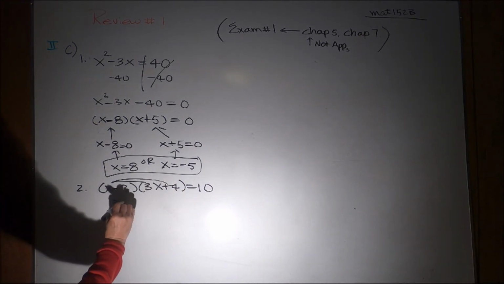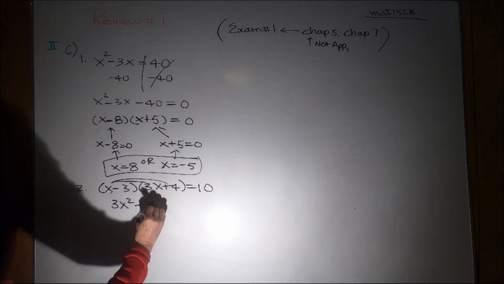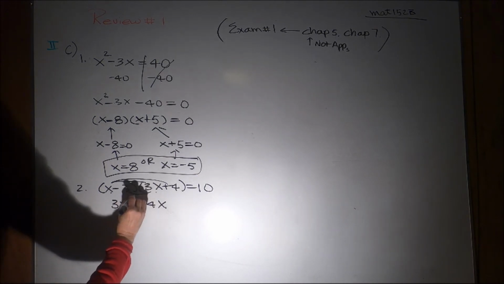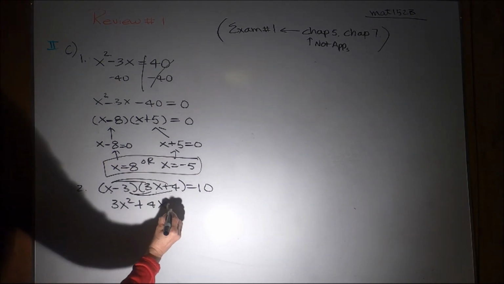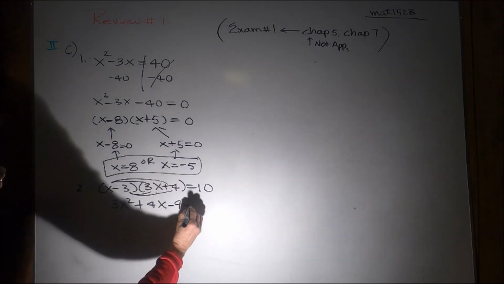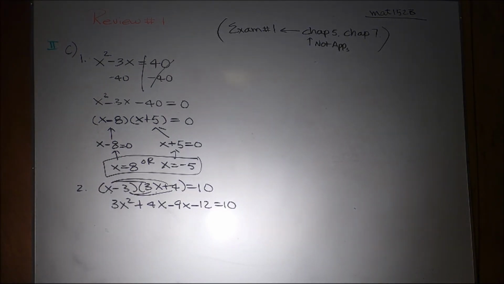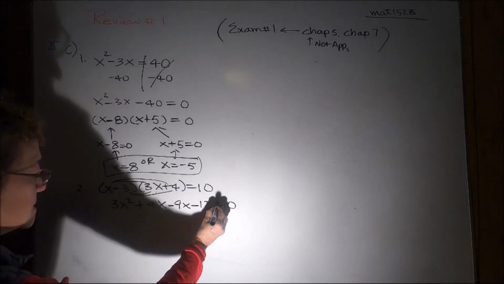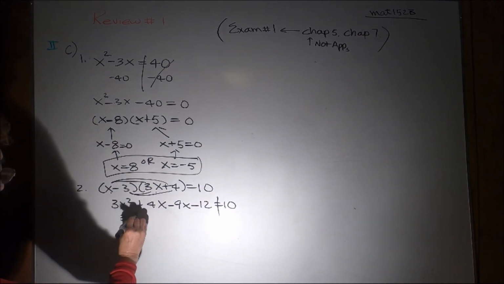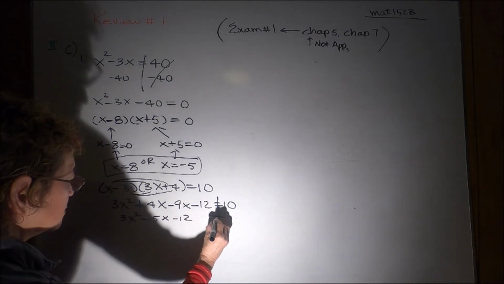FOIL them out to write it in standard form, right? So that would be 3x squared, x times 3x, x times 4, plus 4x. Bottom, rainbow. So -3 times 3x, minus 9x. -3 times 4, minus 12, equals 10, right? Then what do we do? Combine like terms. Make it simpler. So that would be 3x squared, combined, minus 5x minus 12 equals 10, right?